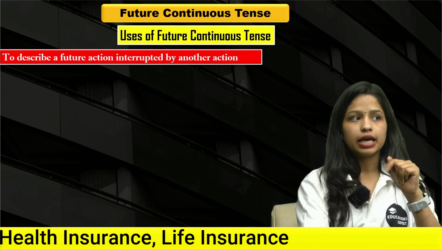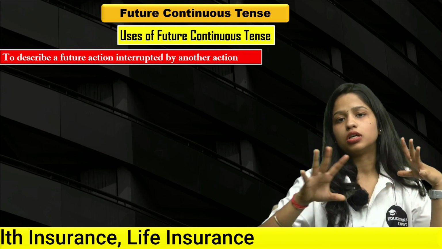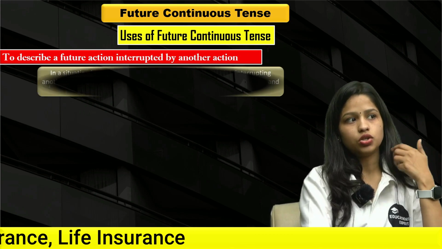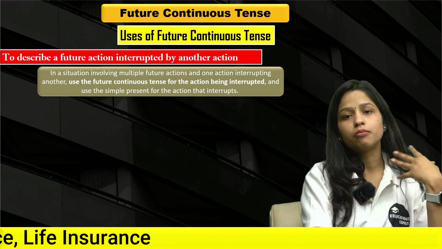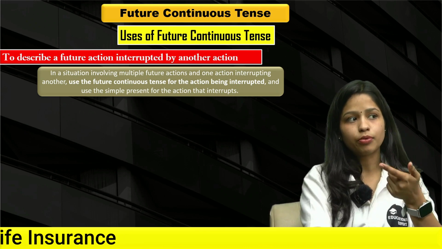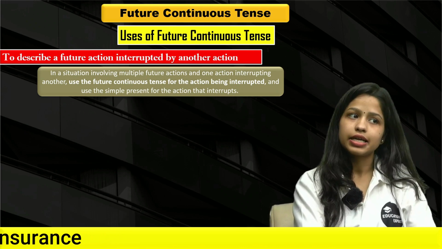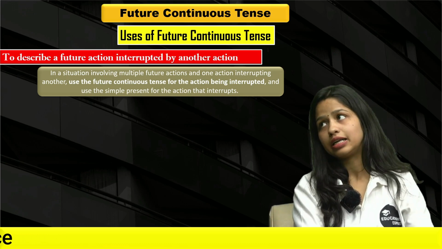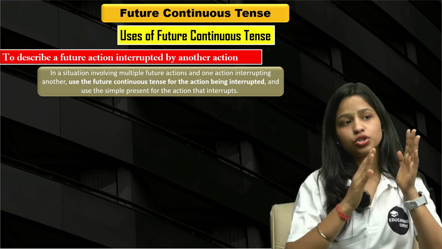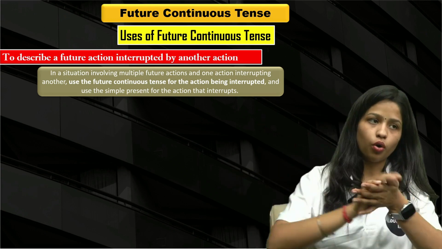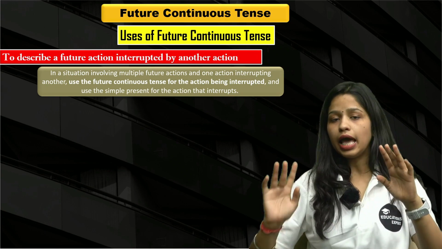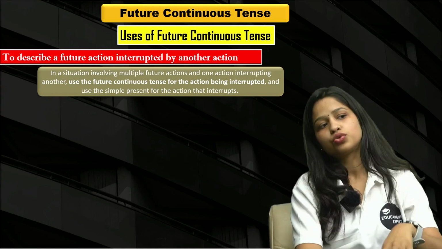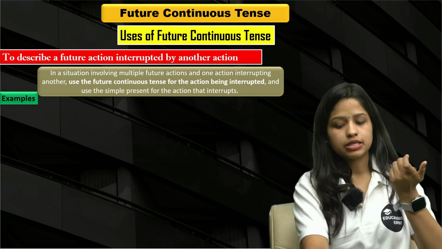All right, now next up we have is to describe a future action interrupted by another action, right? If one action is an ongoing process and another action interrupts it, at that time we can use it. In a situation involving multiple future actions and one action interrupting another, use the future continuous tense for the action being interrupted and use the simple present for the action that interrupts. So basically, if one action will be going on at that time, you can use future continuous. And when another action interrupts the first action, then you use the simple present. How? Let's see it with examples.